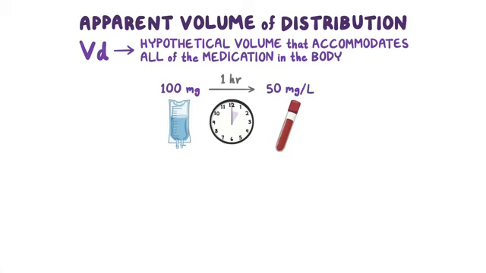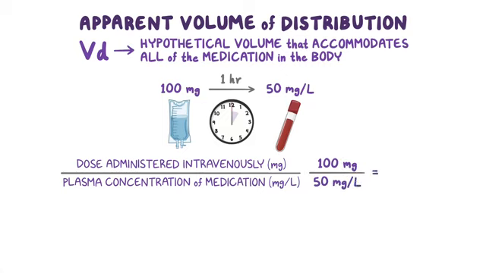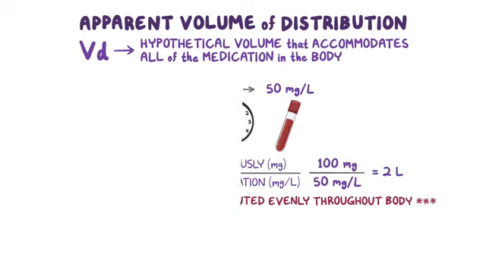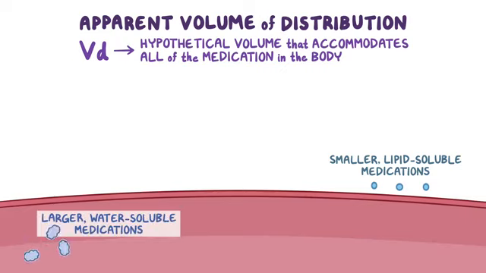To calculate the apparent volume of distribution, we need to divide the dose administered intravenously, in milligrams, by the plasma concentration of the medication in milligrams per liter. So we get 100 milligrams over 50 milligrams per liter to get a VD of 2 liters. The thing here is that we assume that the medication is distributed evenly throughout the body, although that's not the case for most medications. So, smaller, lipid-soluble medications can cross cell membranes easily, so they get distributed in extravascular body tissues, organs, and fat cells, while medications that are larger and water-soluble stay mostly in the plasma.